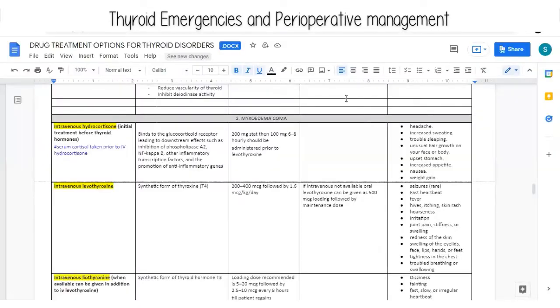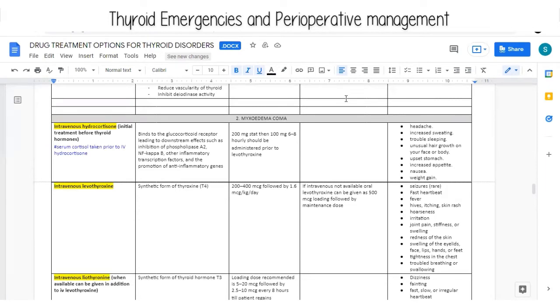Hello friends, I'm Safia binti Muhammad Ayub. Today I'll be continuing the presentation with myxedema coma. Firstly, let's get to know what myxedema coma is. Myxedema coma is a rare condition which is diagnosed clinically in patients presenting with hallmarks of reduced conscious level and hypothermia. Thyroid function tests will show consistent hypothyroidism. Other clinical features of myxedema coma are hyponatremia and hypercapnia.